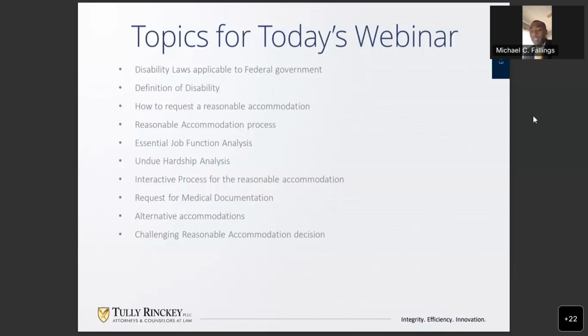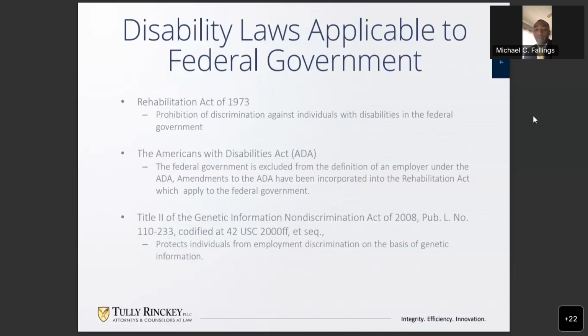So, for disability laws applicable to the federal government, there is the Rehabilitation Act of 1973. This is the law that prohibits discrimination against individuals with disabilities in the federal government. This specifically applies to the federal government.